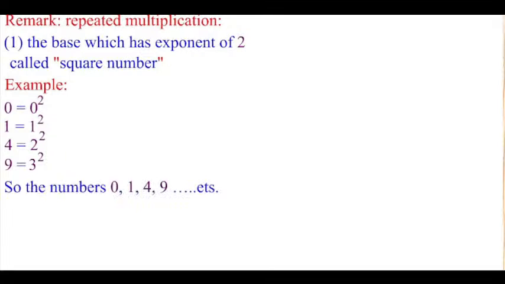Remark: repeated multiplication. Number 1: a base which has an exponent of 2 is called a square number. Example: 0 equals 0 to the power 2, 1 equals 1 to the power 2, 4 equals 2 to the power 2, 9 equals 3 to the power 2. So the numbers 0, 1, 4, 9, and so on are called square numbers.